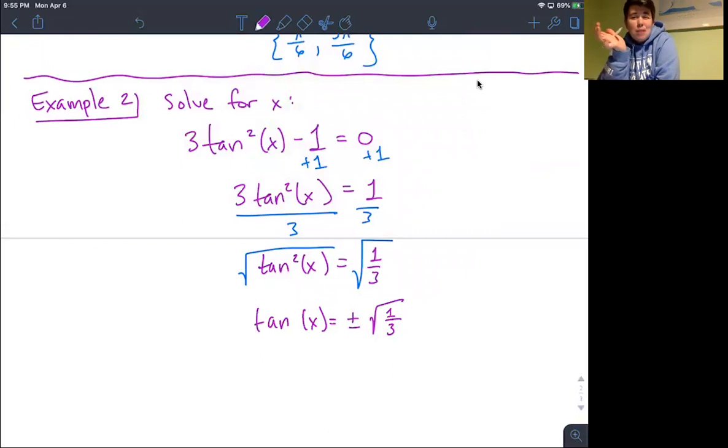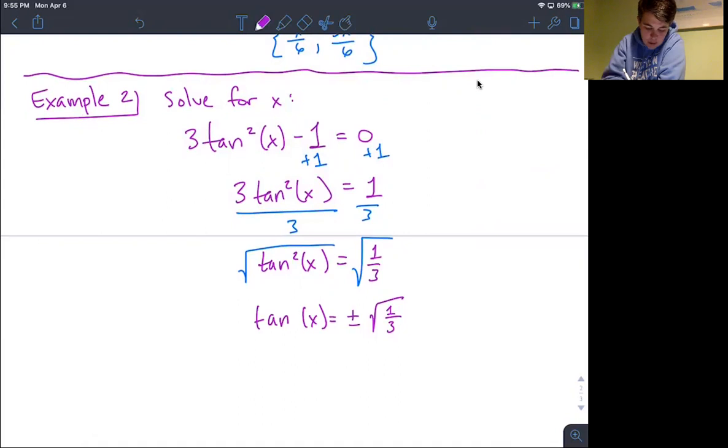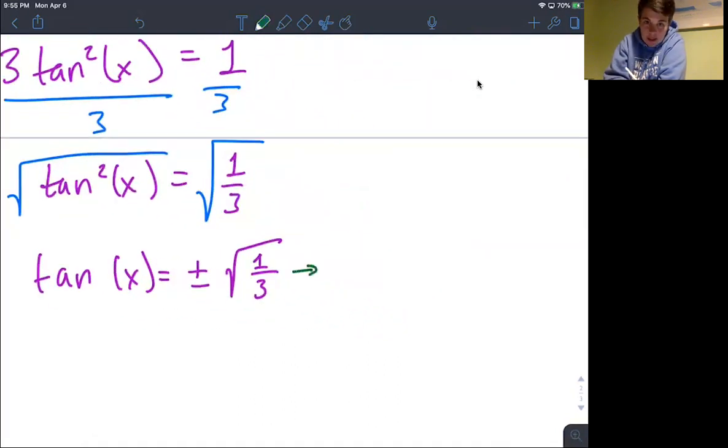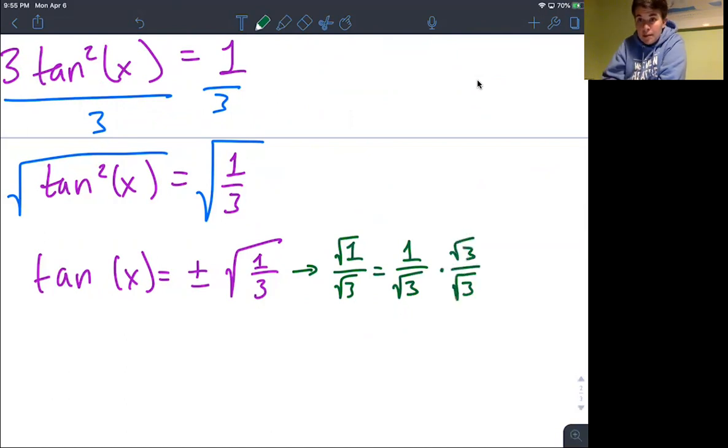And technically that's an improper way to write that because we have a square root in the denominator. So if we think about this, what this actually means is the square root of 1 over the square root of 3, right? Square root of 1 is just 1. So that's 1 over the square root of 3. How do I get the radical out of the denominator? I multiply both the top and the bottom by the square root of 3, right?